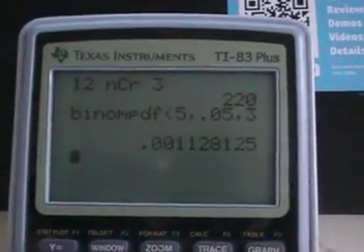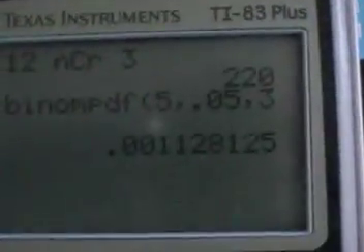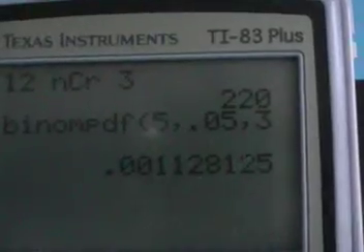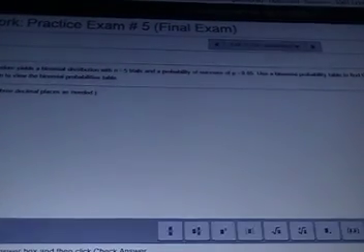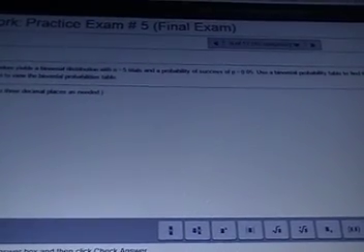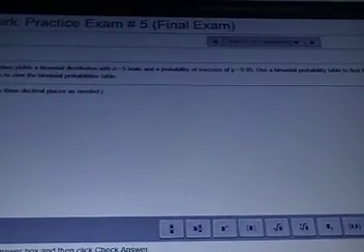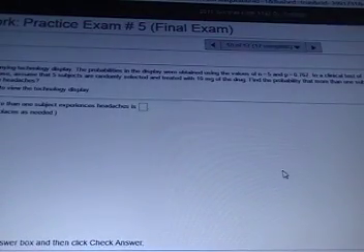They want this rounded to 3 decimal places, so 0.001. We're going to stop after the 001, and we don't need to round up because the next digit's also a 1. That's how you do an exactly binomial.